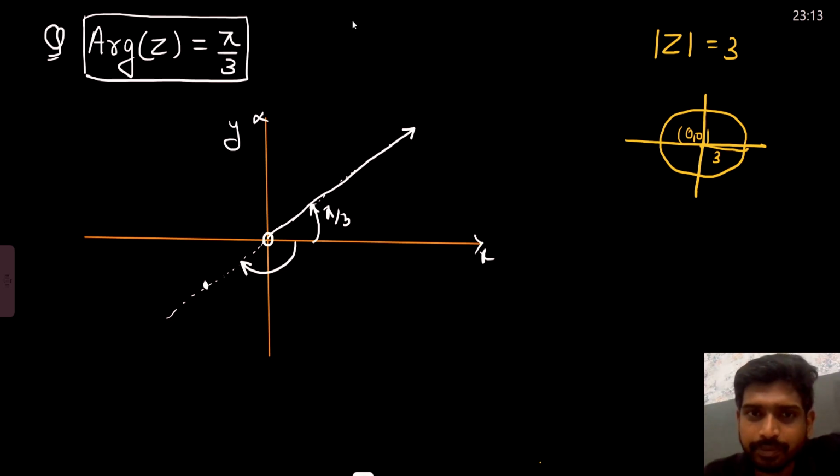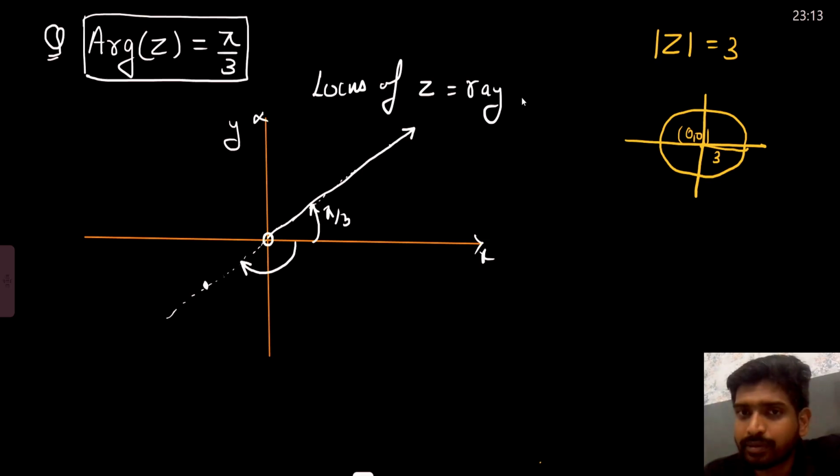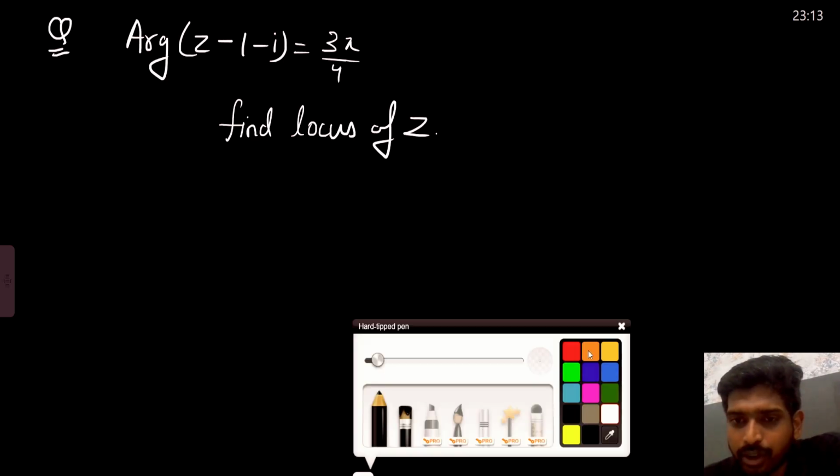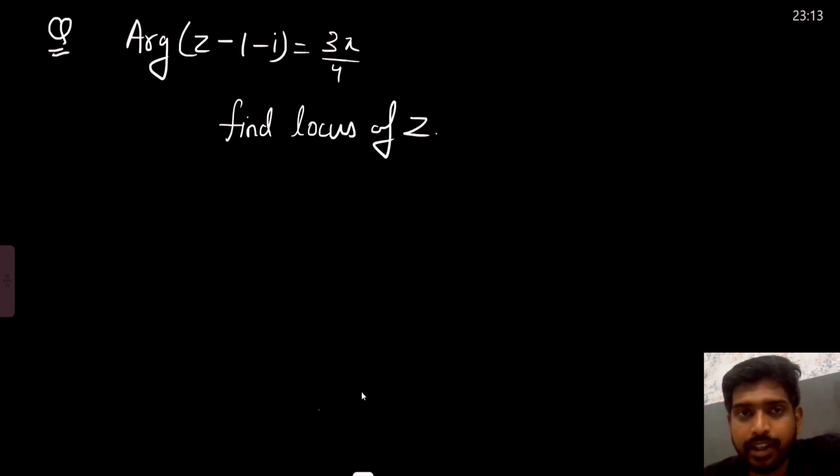Now next, what is the locus? Locus of z will be a ray. Okay. Now next problem we'll see. Here also they have given only the argument, they didn't give the modulus. So here also z represents a ray.